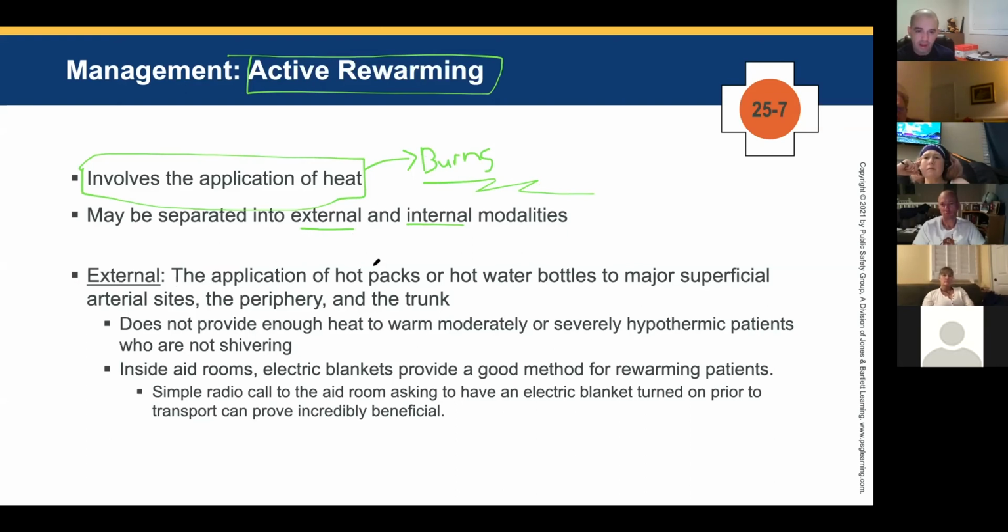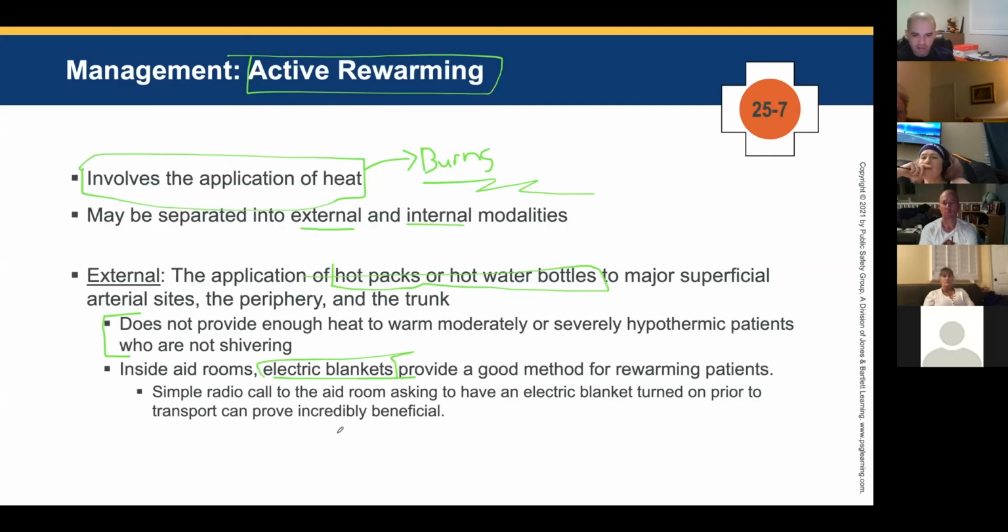So externally, that would be the application of hot packs or hot water bottles to major surface areas along the body, including arterial sites, the peripheral, and the trunk. However, keep in mind, this does not provide enough heat to warm moderately or severely hypothermic patients who are not shivering. So inside the first aid room, we can use electric blankets. And these are good. Like with the crushable hot packs, I've had very bad luck with those because they just don't stay warm enough. They're usually out in like 2 to 3 minutes. So usually having some kind of electric source provides very good rewarming.